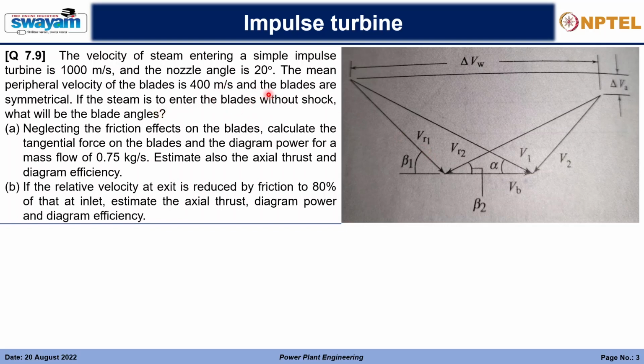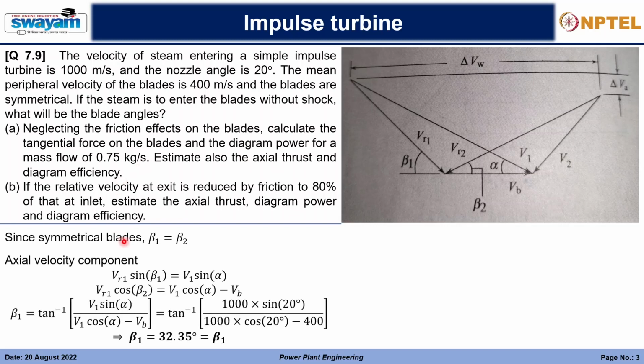Then, if the steam is to enter the blades without shock, what will be the blade angles? And then it is said, first, neglecting the friction effects on the blades, calculate the tangential force on the blades and the diagram power for a mass flow of 0.75 kg per second. The steam is flowing at this rate, it is given. Then estimate also the axial thrust and the diagram efficiency. So let us start this problem. So first of all, the blades are symmetrical, so beta 1 and beta 2 are equal.